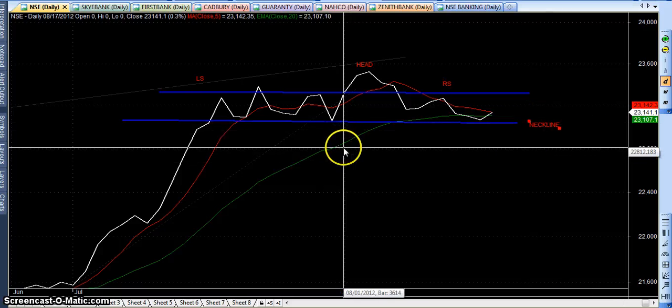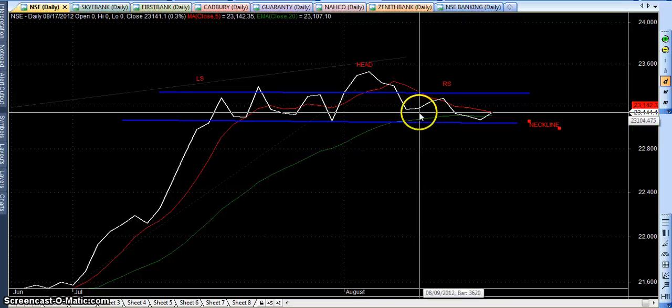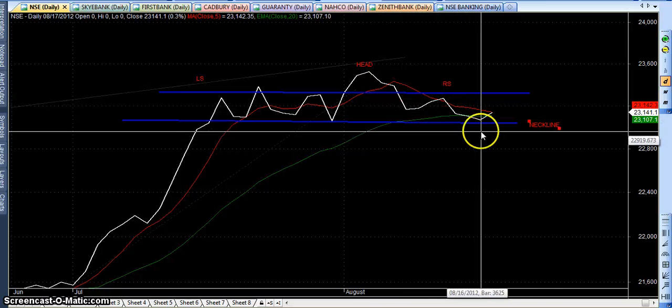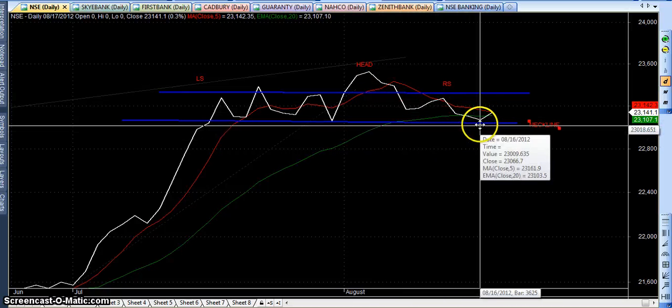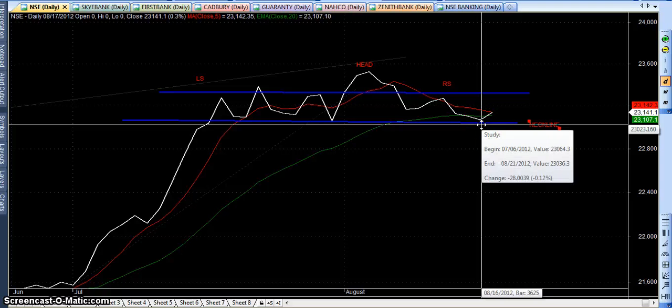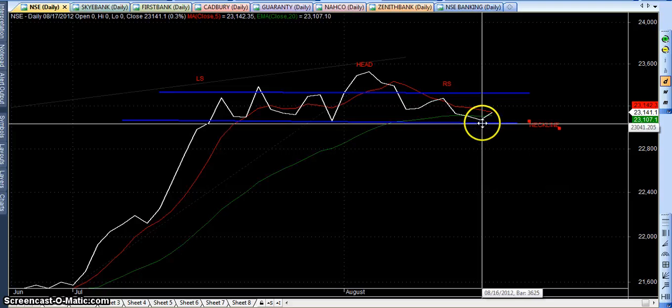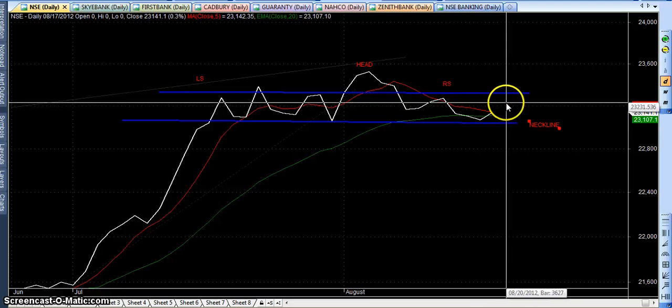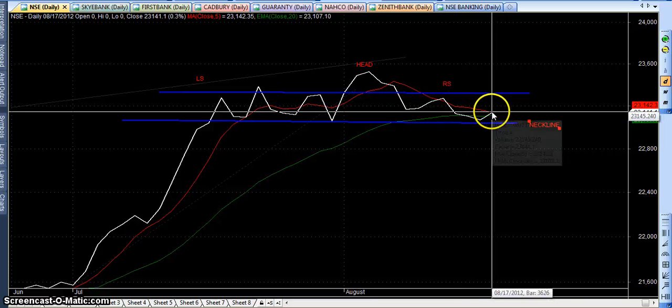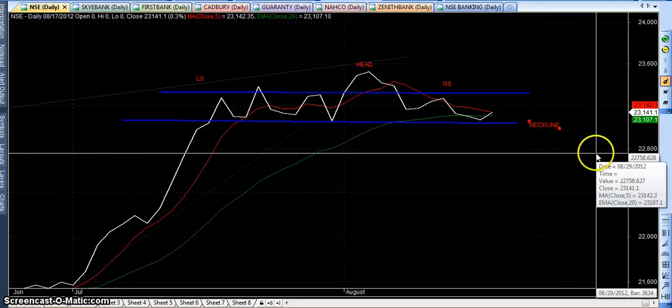So what's happening is the market is trending within this neckline. You can see this neckline is acting as a good support level within this period. It's bouncing within this level and still trending below the 5-day moving average. This really is what we need to watch and see what happens the coming week.